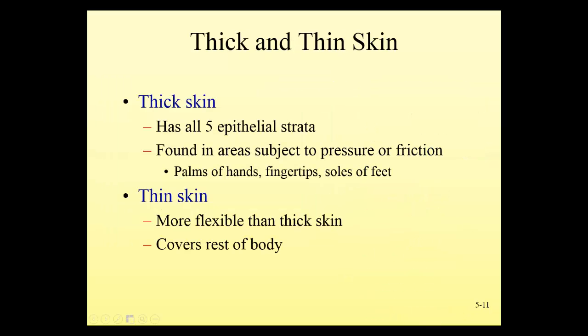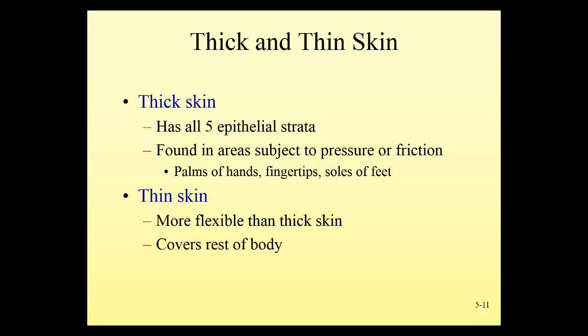Looking at layers of the skin, we talked about some of the different strata that we see, going from the bottom, the stratum basale, and finishing at the top with the stratum corneum. There are different areas in the body that contain all 5 layers versus some that contain only 4 layers. So where we find 5 layers of these strata in the epidermis are in the palms of the hands, fingertips, and soles of the feet.